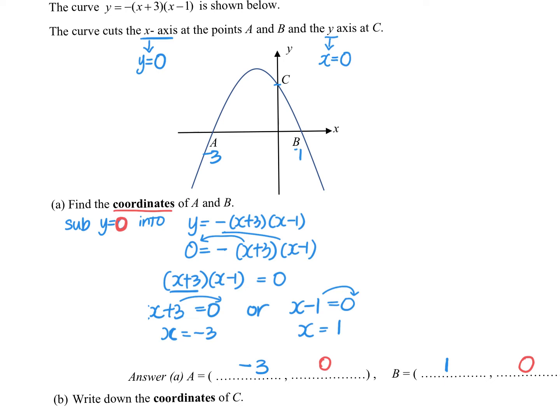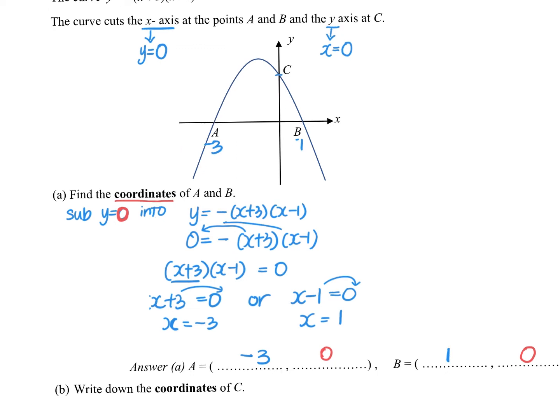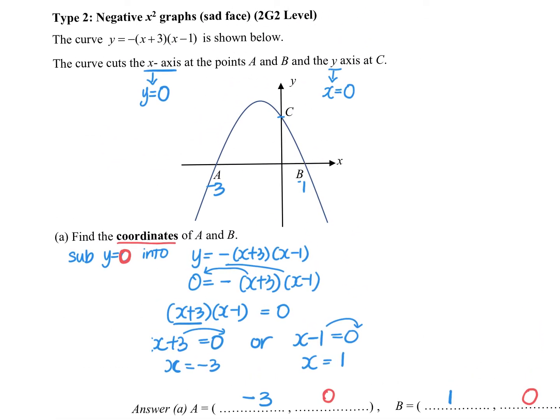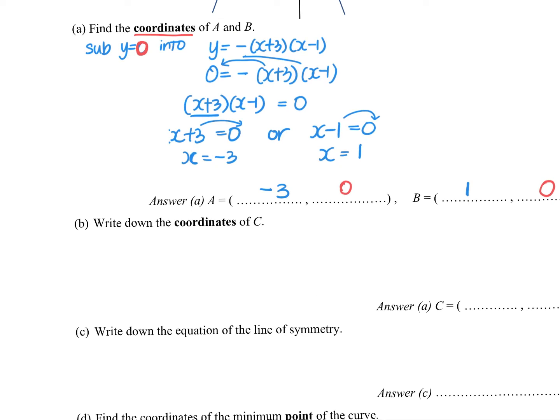Okay? Now, next part of the question, let's look at part B. Find the coordinates of C. What's C? C says it cuts the y-axis. When it cuts the y-axis, x is equals to 0. So we know very clearly we need to substitute x equals to 0 into our equation, y equals to negative (x plus 3)(x minus 1).